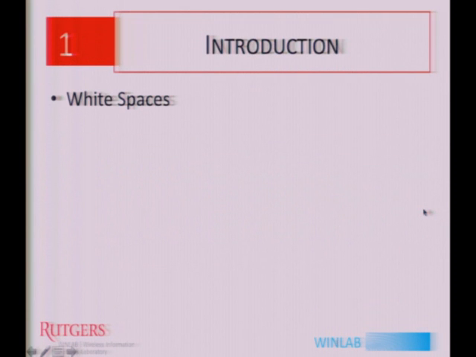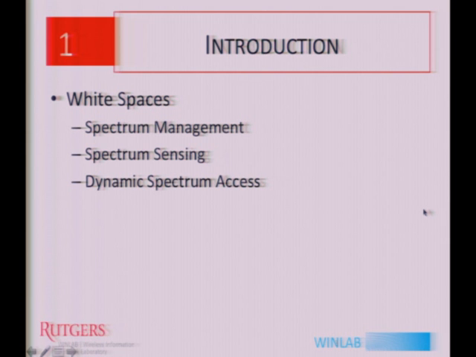So first, an introduction. White spaces are basically newly freed bandwidth in the 700 megahertz region, and they're mostly high VHF and UHF. After the FCC announced that it would free up such frequencies, there has been a lot of interesting research going on in the cognitive radio field. A couple of examples are spectrum management, spectrum sensing, and dynamic spectrum access, which are very interesting topics. We have a lot of good work on that.